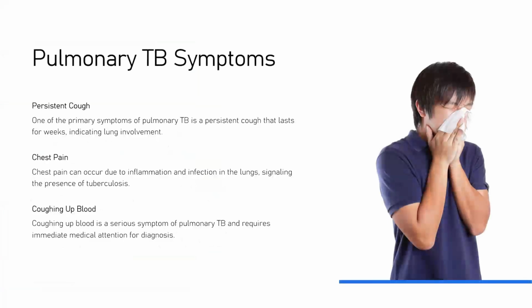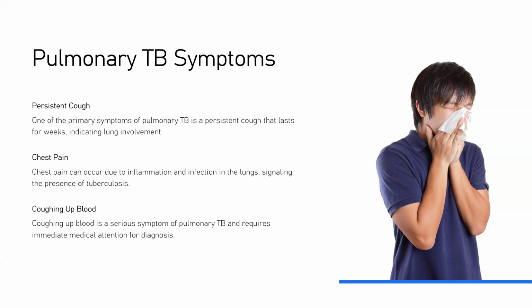Let's learn about the signs and symptoms of tuberculosis. When we talk about the symptoms of TB, we are primarily talking about pulmonary TB symptoms, or symptoms associated with the lung. So firstly, there is the persistent cough. One of the primary symptoms of pulmonary TB is a persistent cough that lasts for weeks, indicating lung involvement. Then we have chest pain.